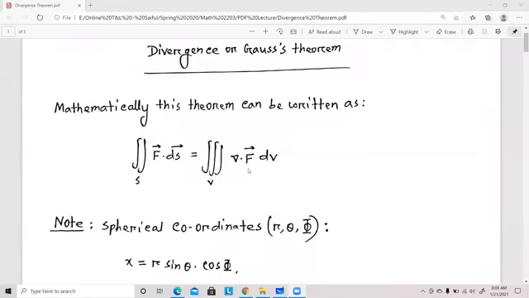Like the previous theorem, Green's theorem. So what is the application of divergence or Gauss's theorem? Any comments?